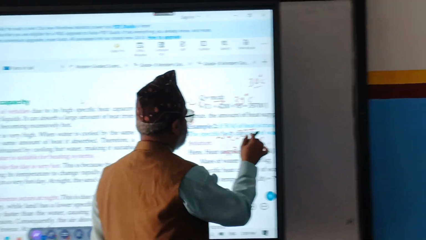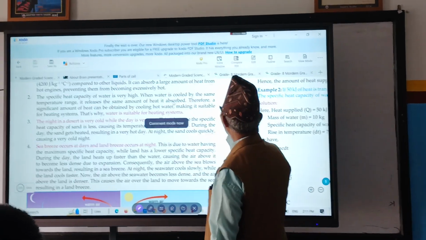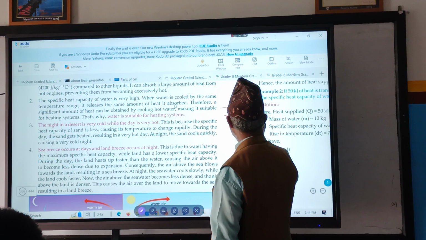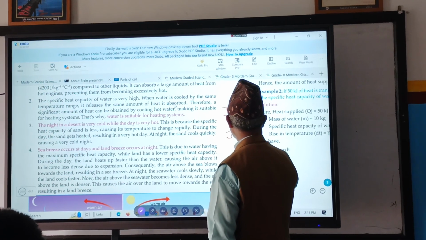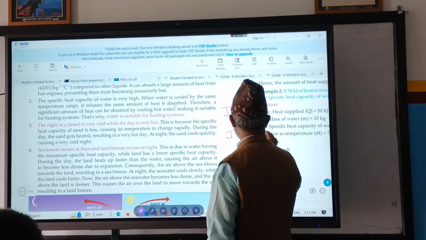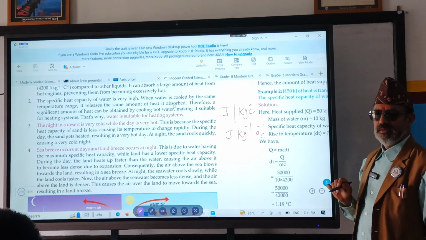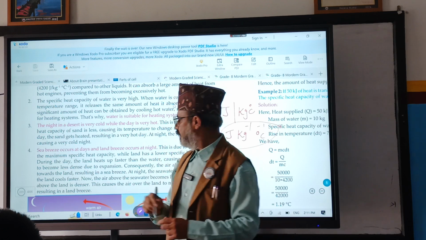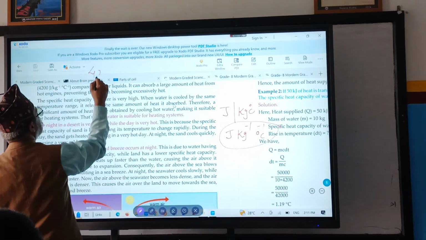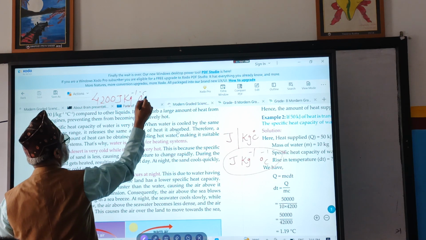Good. What is the SI unit of specific heat capacity? Specific heat capacity is expressed in the unit joule per kg per degree centigrade, or J kg^-1 degree centigrade^-1. Right? These things you have to remember. One question. The specific heat capacity of water is 4200 joule per kg per degree centigrade.